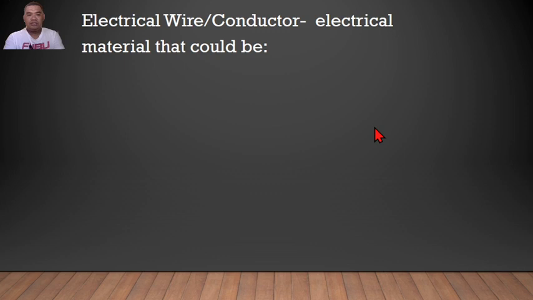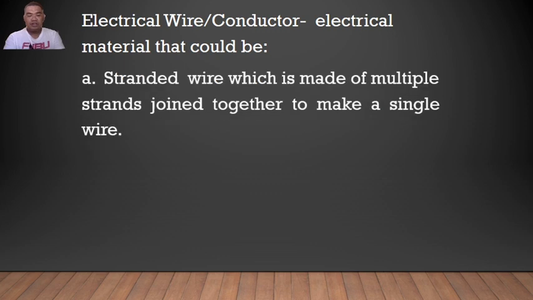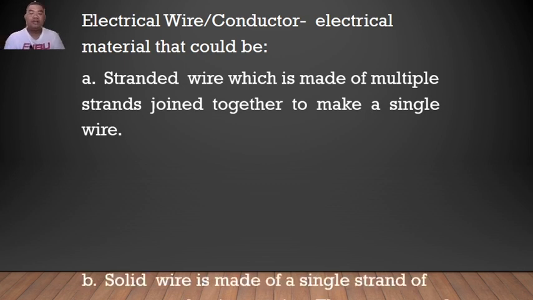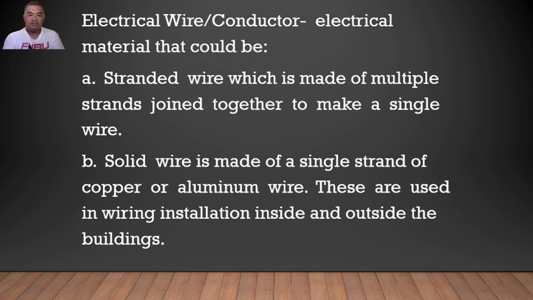An electrical wire or conductor. Electrical wire could be stranded, which is made of multiple strands joined together to make a single wire. So stranded, multiple wires to make a single wire. Solid is just a single strand of copper or aluminum wire. The usual material of wire that we are going to use on residential and commercial wiring could be copper or aluminum. So these are used in wiring insulation inside and outside buildings.